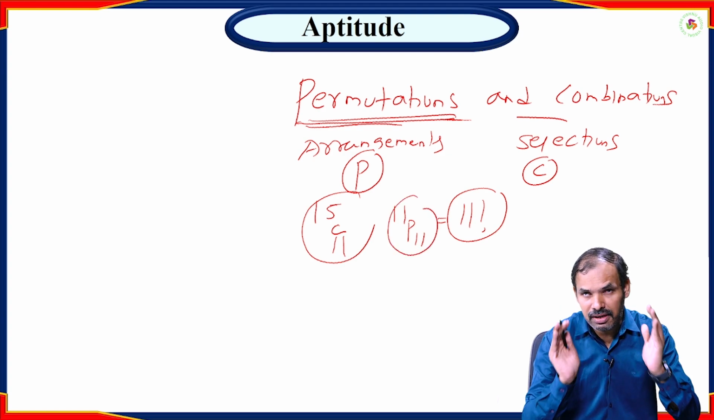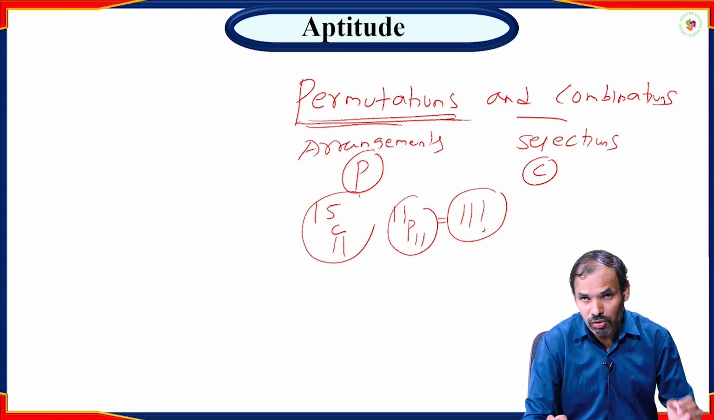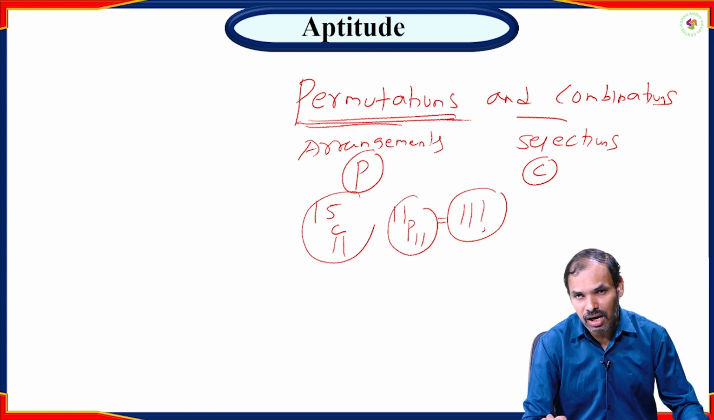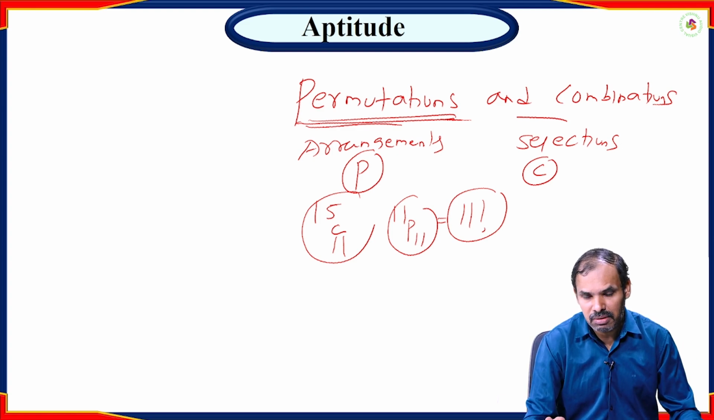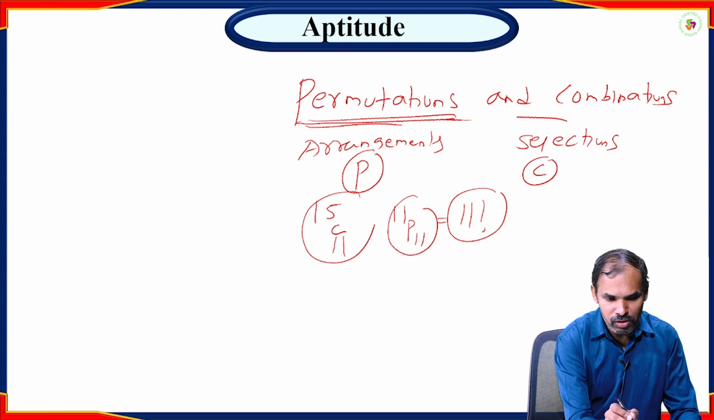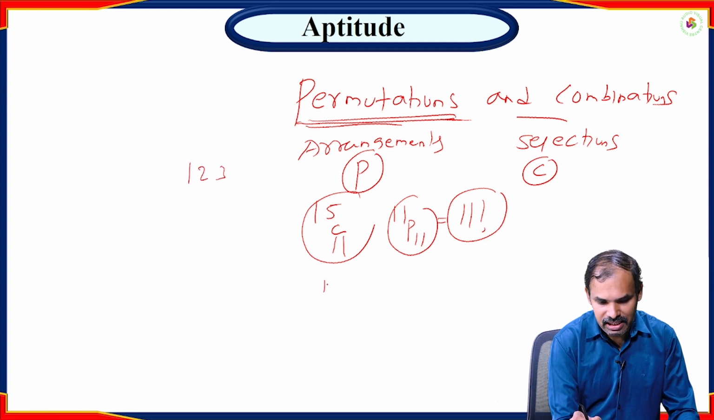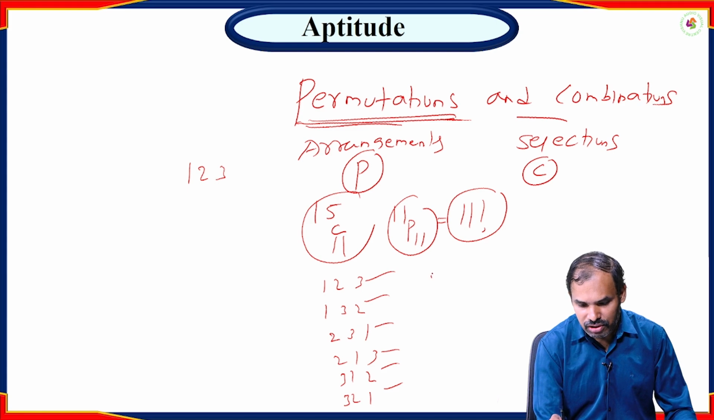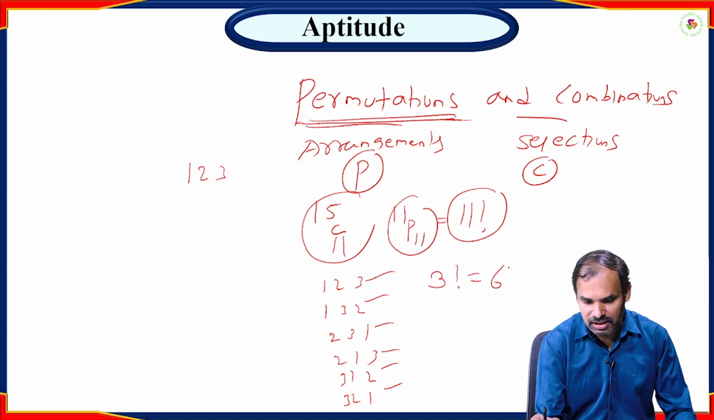After selecting these 11 members, the captain has to arrange them in 11P11 ways, that is 11 factorial. We can verify this. For example, three batsmen are there: 1, 2, 3. The arrangements are 1 2 3, 1 3 2, 2 1 3, 2 3 1, 3 1 2, 3 2 1. How many? 1, 2, 3, 4, 5, 6. Because 3 players can be arranged in 3 factorial ways, that is 6.